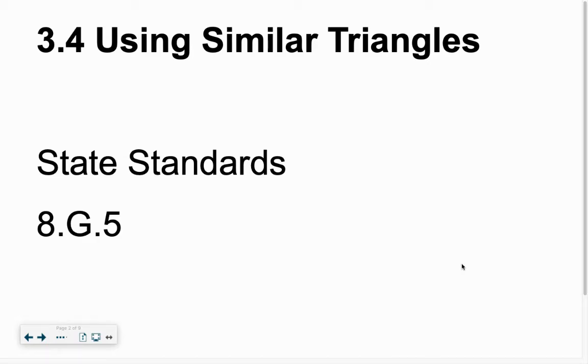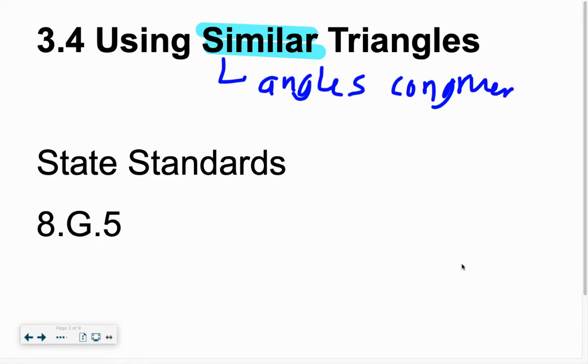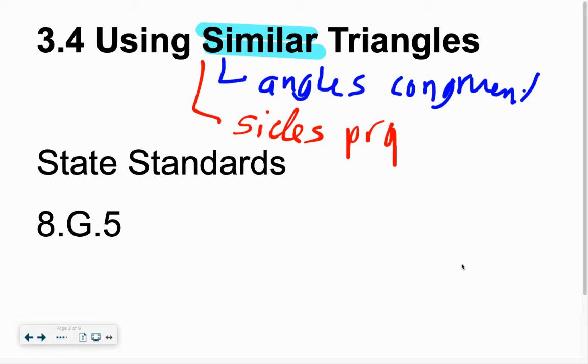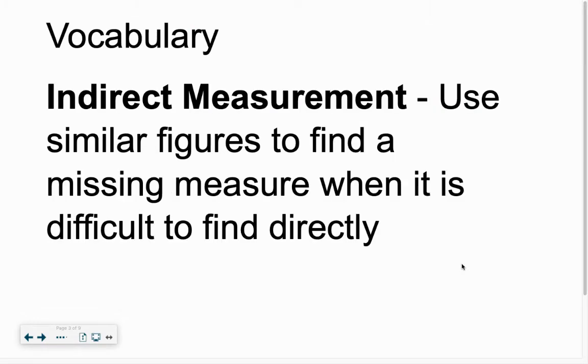Chapter 3, Lesson 4, using similar triangles. State Standard 8G5, where again, similar comes back to talk about all of our corresponding angles being congruent, and it's also going to talk about our sides in these two similar triangles being proportional. That's what we're going to use, the sides being proportional, to help us with indirect measurement.